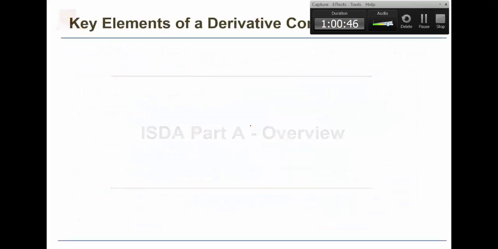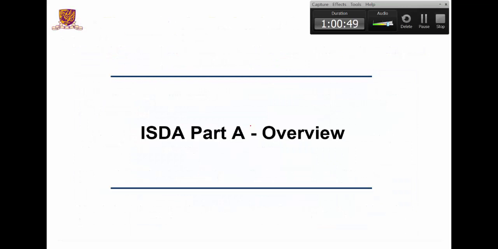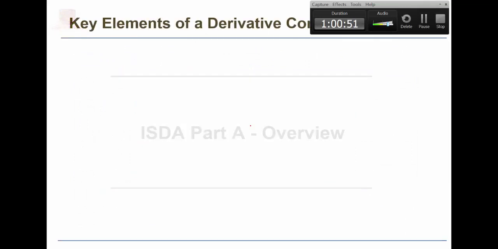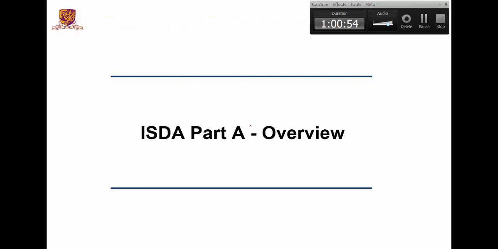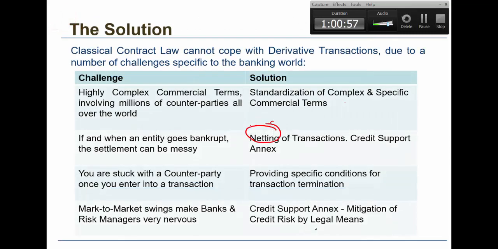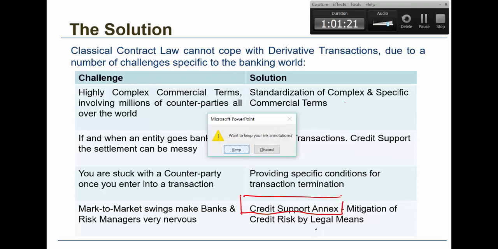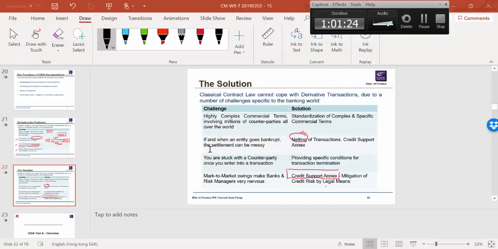Now let me just give you an overview of what the CSA actually looks like, the credit support annex. I will show you an example of that in the future, but briefly, this is kind of like margin trading, but on a big scale. I'll give you a very simple example of what a CSA is.